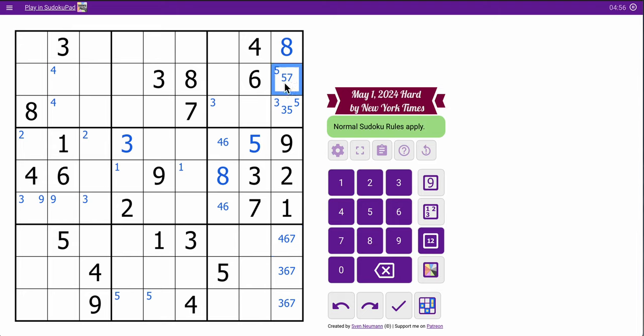3, 4, 5, 6, 7. 3, 4, 6 are out. In here, 4 and 6 are out, along with 7. So I have that configuration.